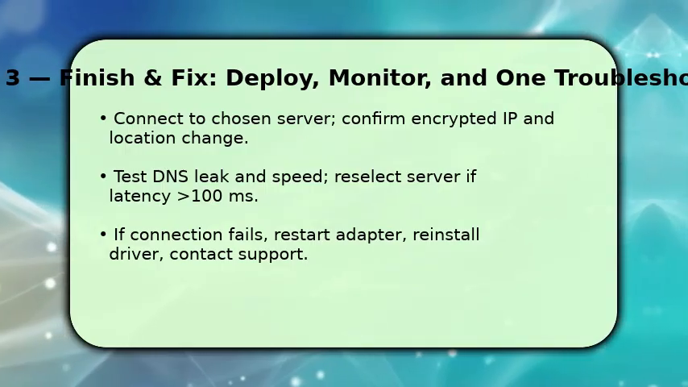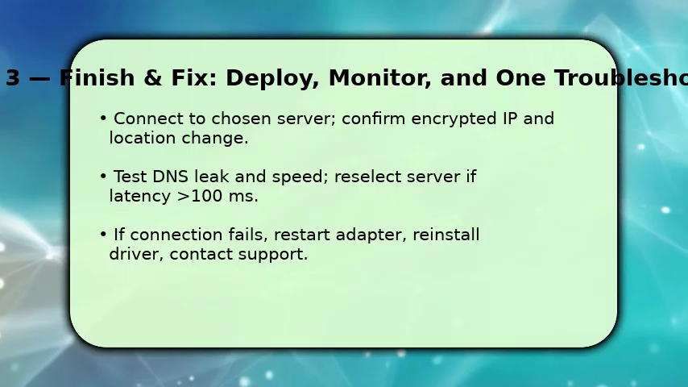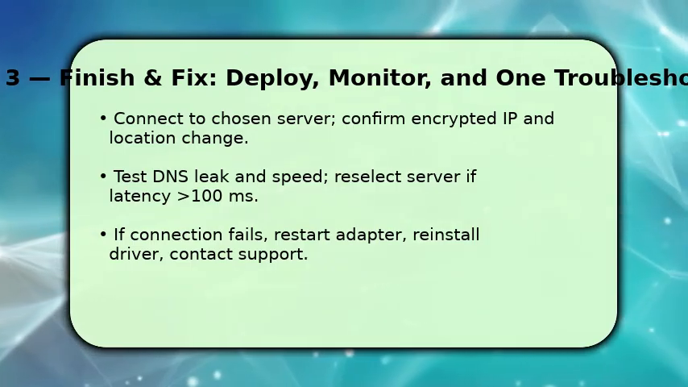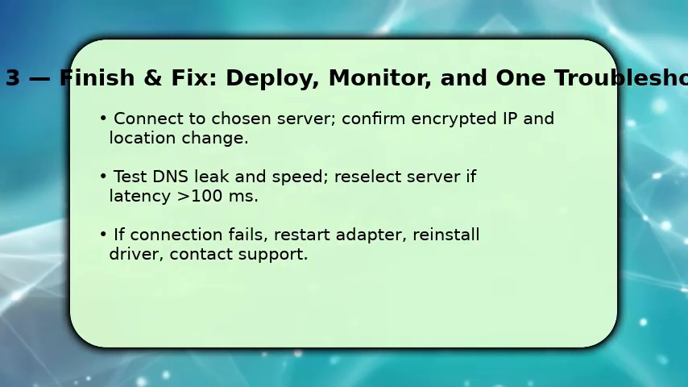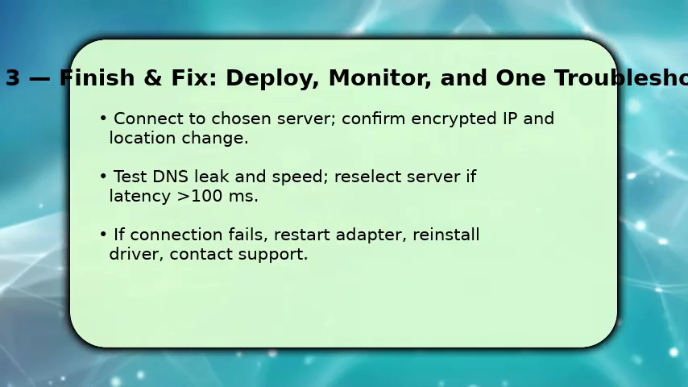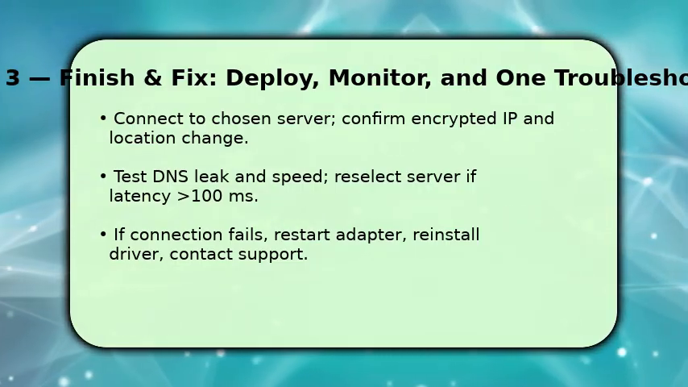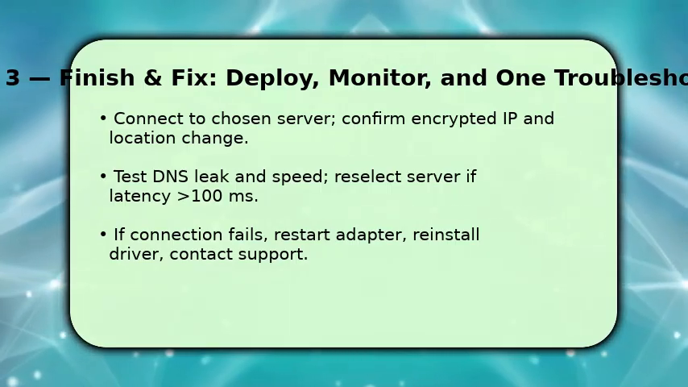Once connected, run a quick DNS leak and speed test to ensure DNS queries route through the VPN and throughput meets your needs. If latency exceeds 100 ms, try a different server. If the VPN won't connect, restart the virtual adapter, reinstall the VPN network driver, and, if necessary, contact support. These steps resolve most connectivity and routing problems.